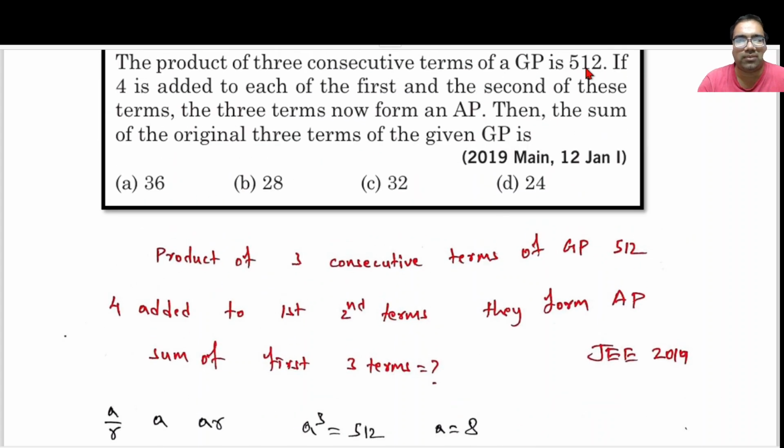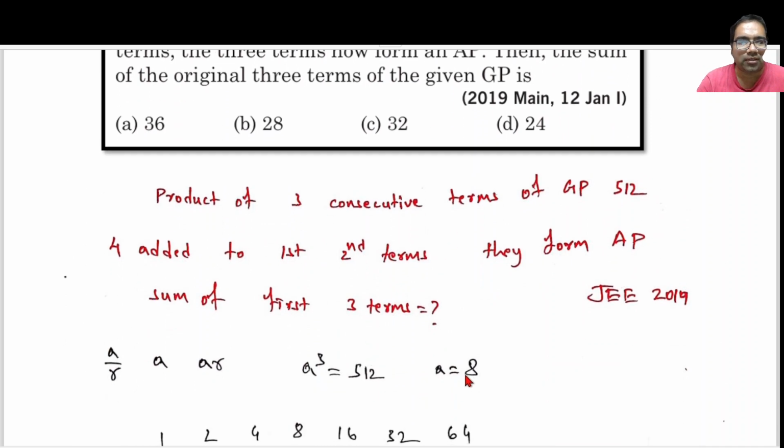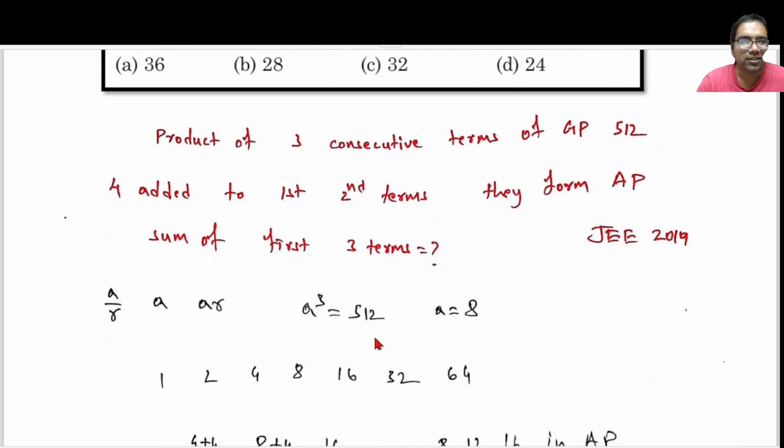Just by looking at this problem, this 512 is 2 power something. So a is 8 and 512 is a product of 2's. What does that mean? This a/r and ar most probably would also be powers of 2. For example, if a is 8, the product of these two should be a squared, which is equal to 64. a cube is 512, that means a squared should be 64, so 8 into 8, 64.